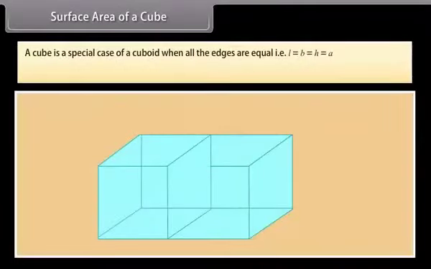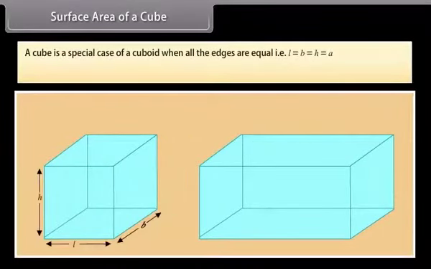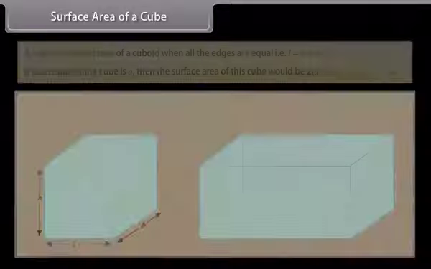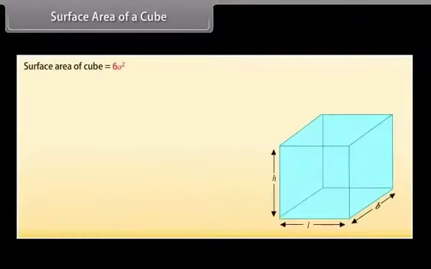Surface area of a cube. A cube is a special case of a cuboid when all the edges are equal. That is, L is equal to B, which is equal to H. If each edge of the cube is A, then the surface area of this cube would be 2 into (A into A plus A into A plus A into A), or we can write it as 6A square.